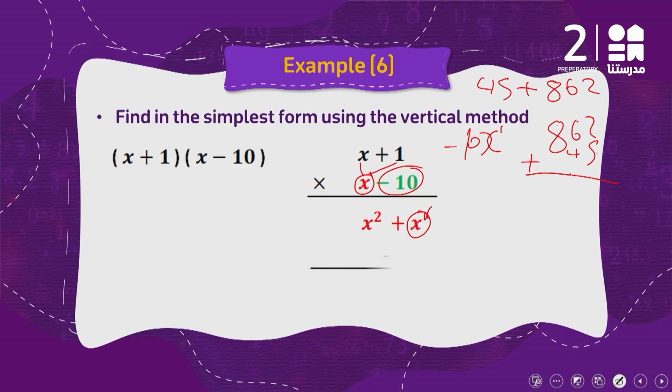So now we have to write negative 10x here. Then negative 10 times 1 it's negative 10, written separately on its own because there are no like terms. Now write x power 2. x minus 10x it's negative 9x and then minus 10.